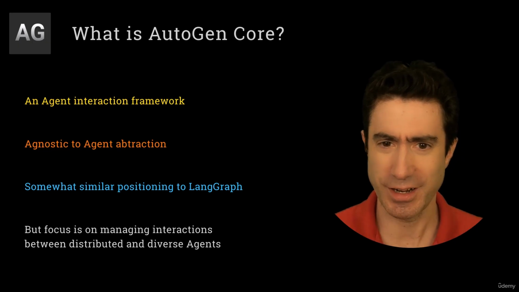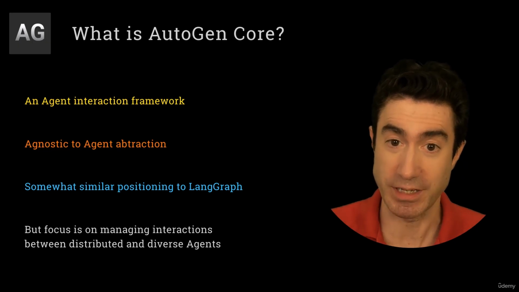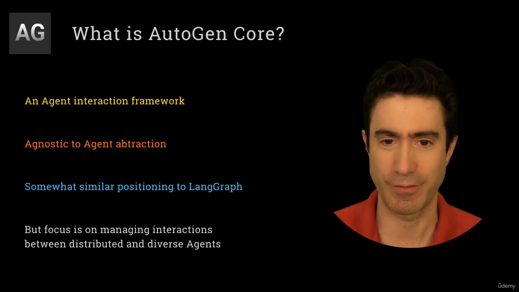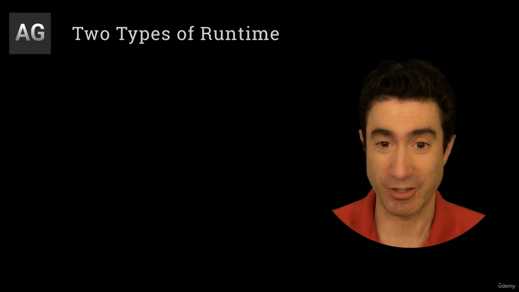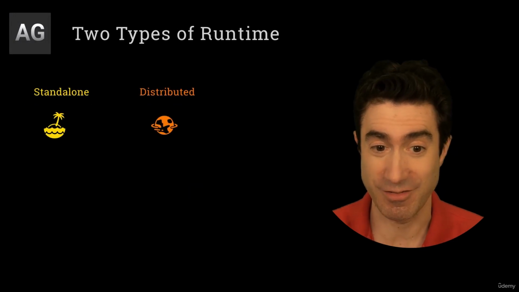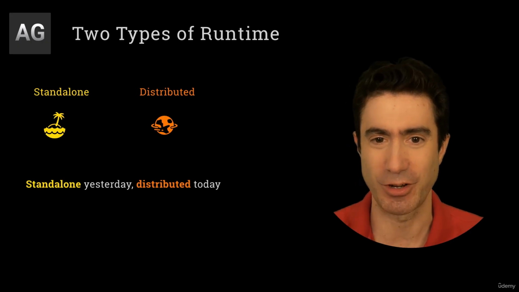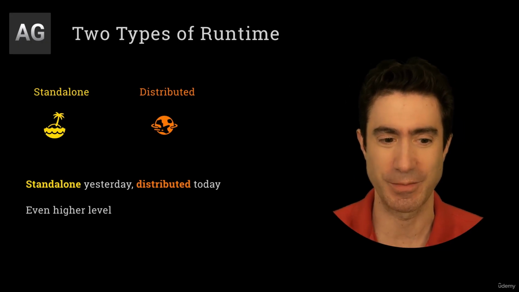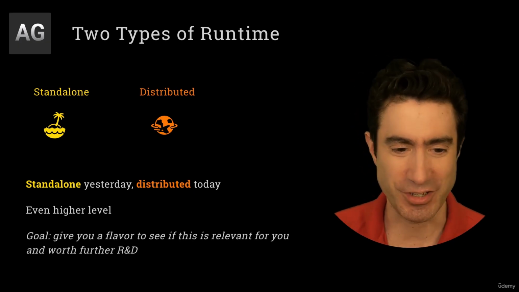It's somewhat analogous to LangGraph, except rather than focusing on repeatable workflows, it's focused on the interactions between diverse agents. And in particular, we talked about 2 different types of runtime, the standalone and the distributed. Last time we talked about standalone. Today, we're looking at distributed runtimes. It's going to be even higher level than last time, just to give you that flavor.